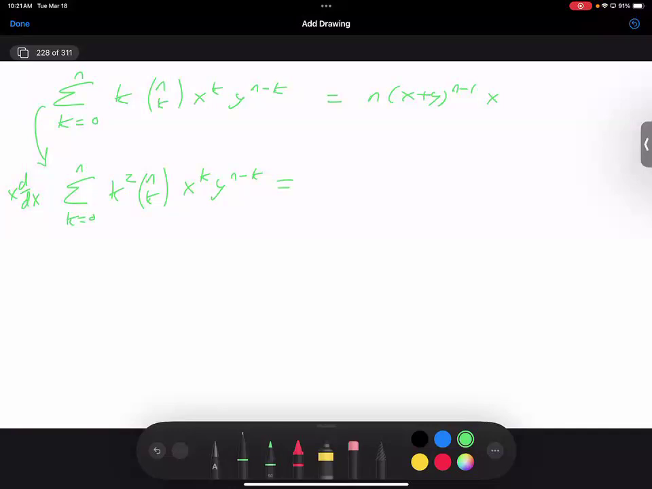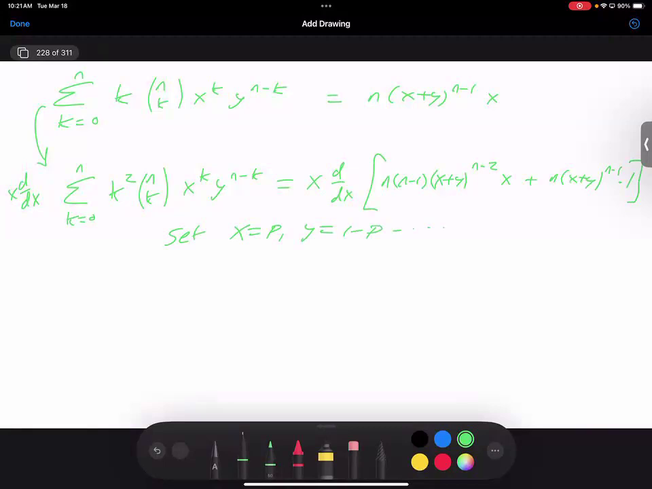Product rule. So this is the same as x d by dx. So we first take the derivative of the first one. So it's going to be n minus 1, x plus y to the n minus 2 times x, plus n, x plus y to the n minus 1 times 1. Right? And then we set x equal p, y equal 1 minus p. And I'll leave that for you to continue.